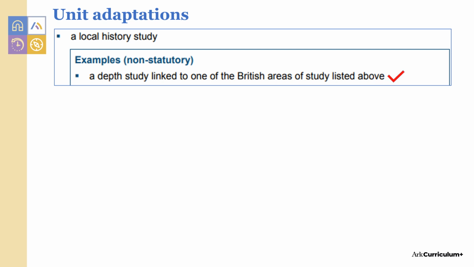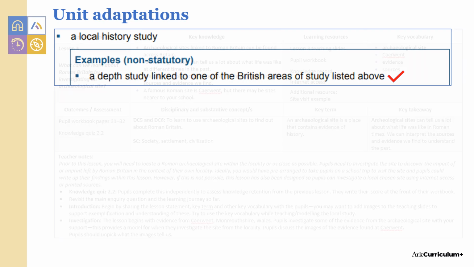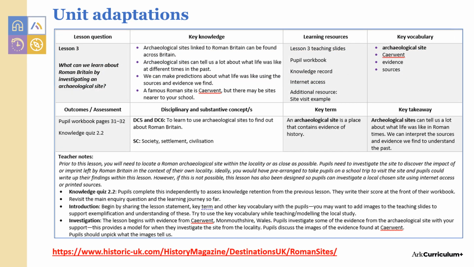Lesson 3 is where this study will take place. In advance of the lesson, you will need to select your closest Roman site for pupils to study. This website link can help you. We have created the start of the lesson as a model to focus on Caerwent in Wales. However, you may wish to take the in-depth study a step further and replace these activities with examples from your local site.